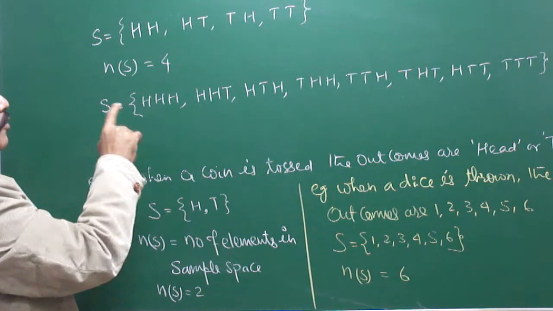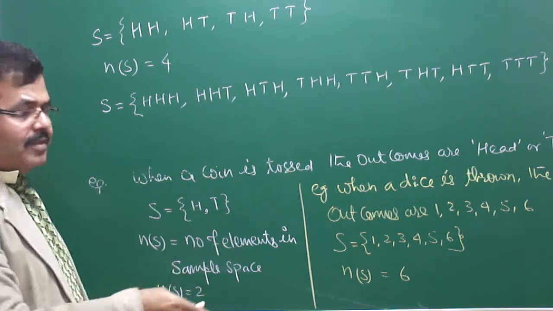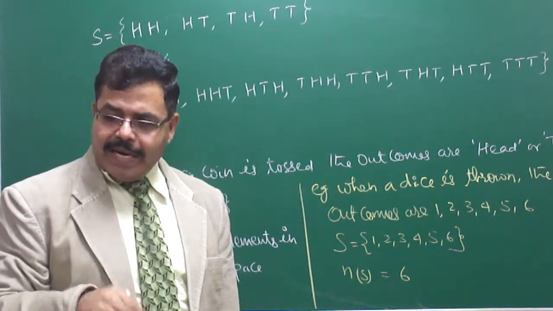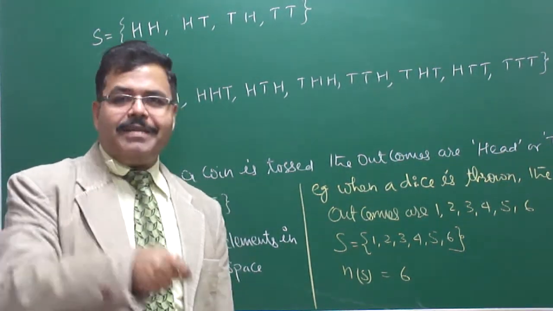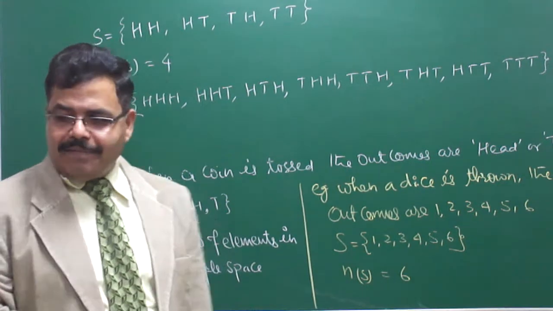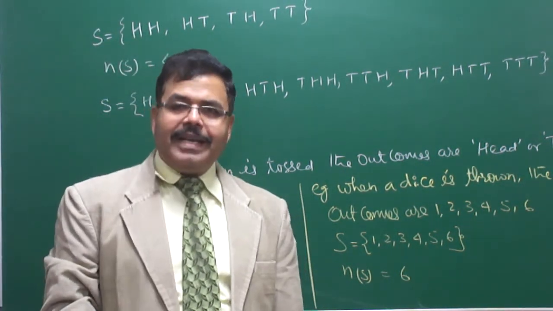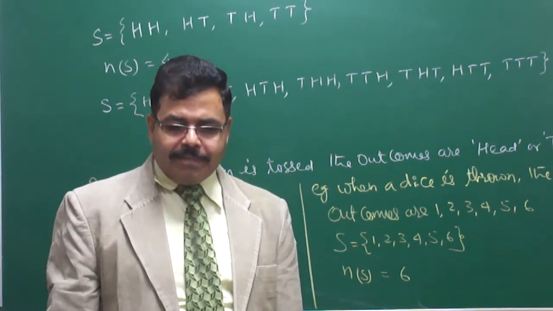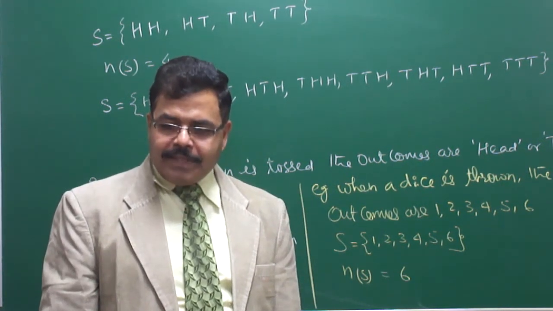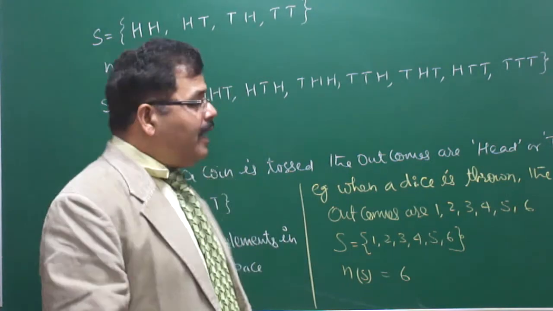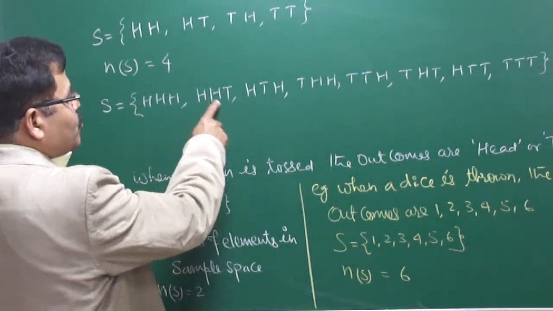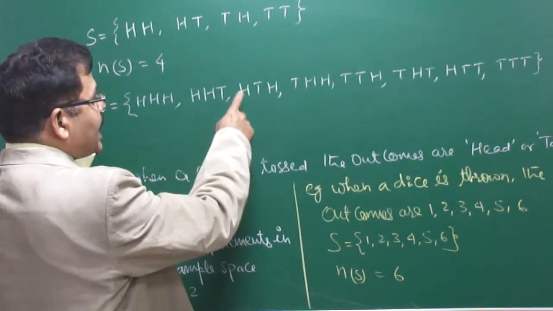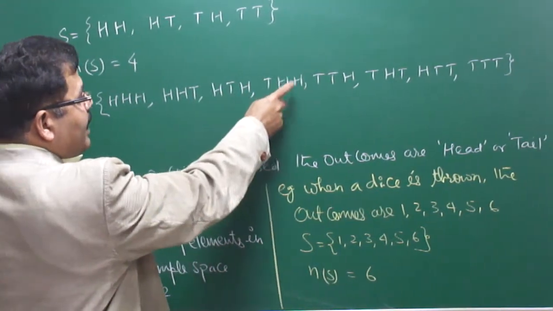So when one coin is tossed 3 times, the outcomes can be that head may appear all 3 times. First time I toss a coin and head may come. Second time again I toss a coin, head may come. Third time again I toss a coin, head may come. This is a possibility. Right? Similarly, in the second case, first 2 times head may come and the third time, tail may come.